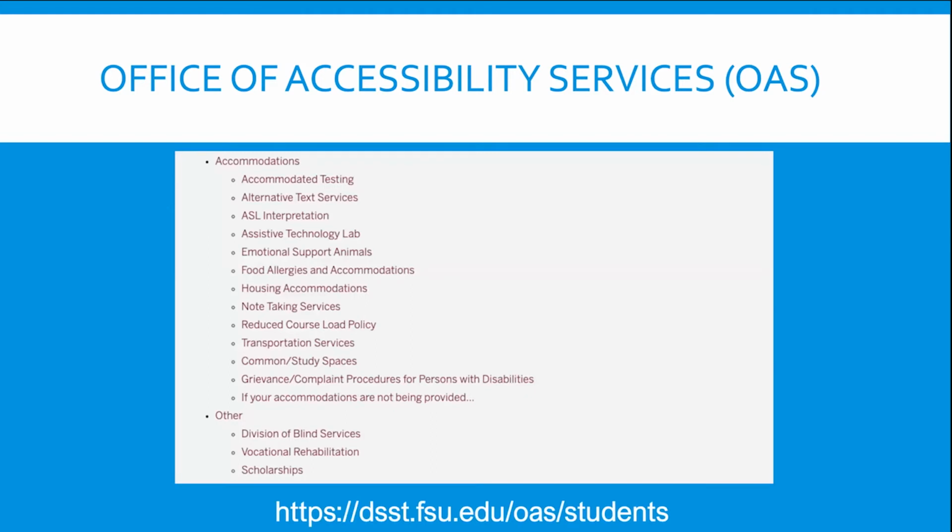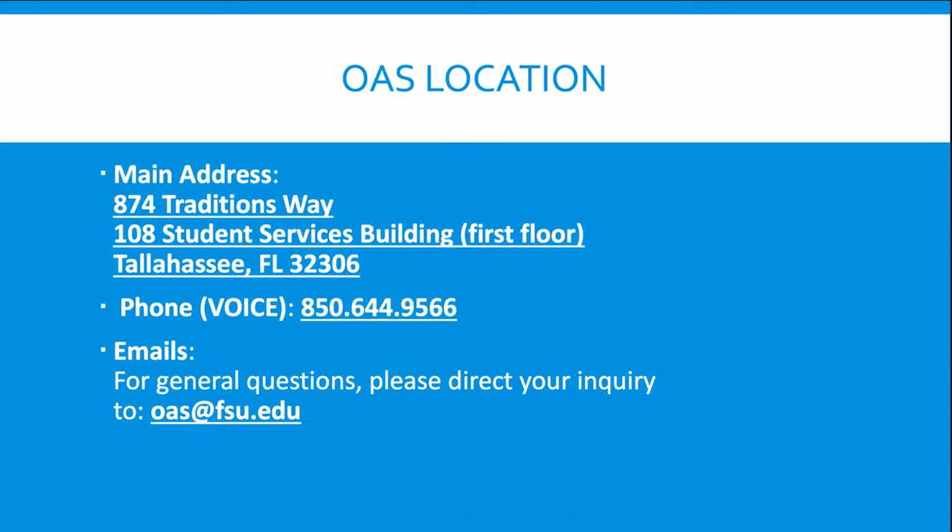The Office of Accessibility Services offers a lot of resources, and here's just a quick screenshot of some of the resources they offer for students. You can learn more about their resources by visiting their website at dsst.fsu.edu/OAS/students. If you would like to get in contact with OAS or have some questions, you can do so via phone or via email.